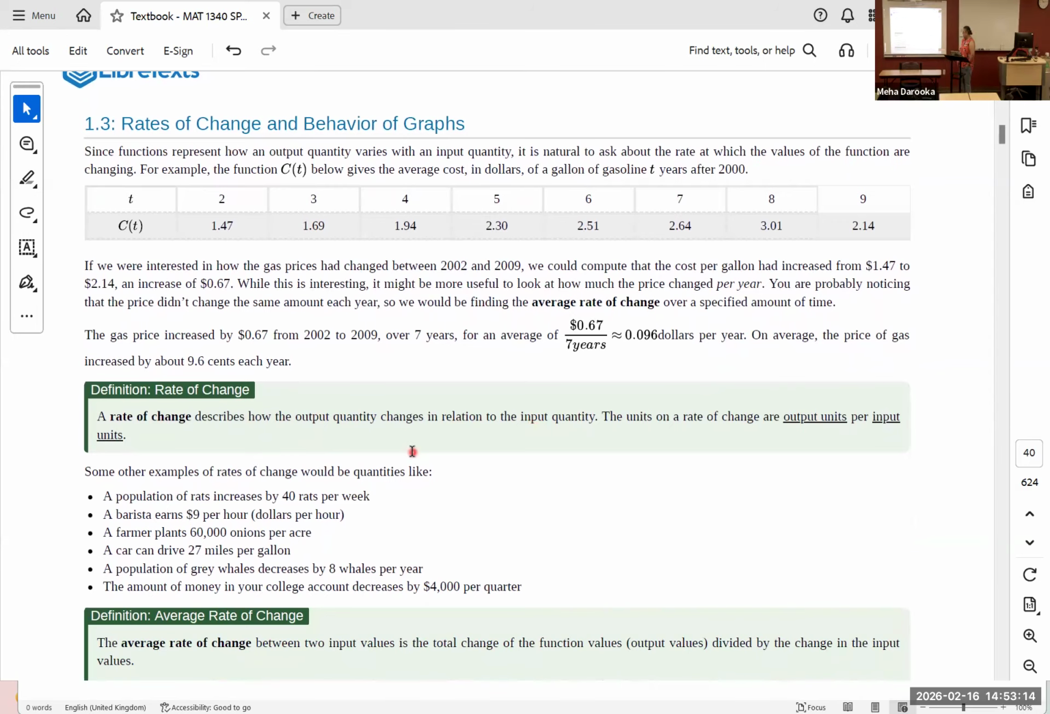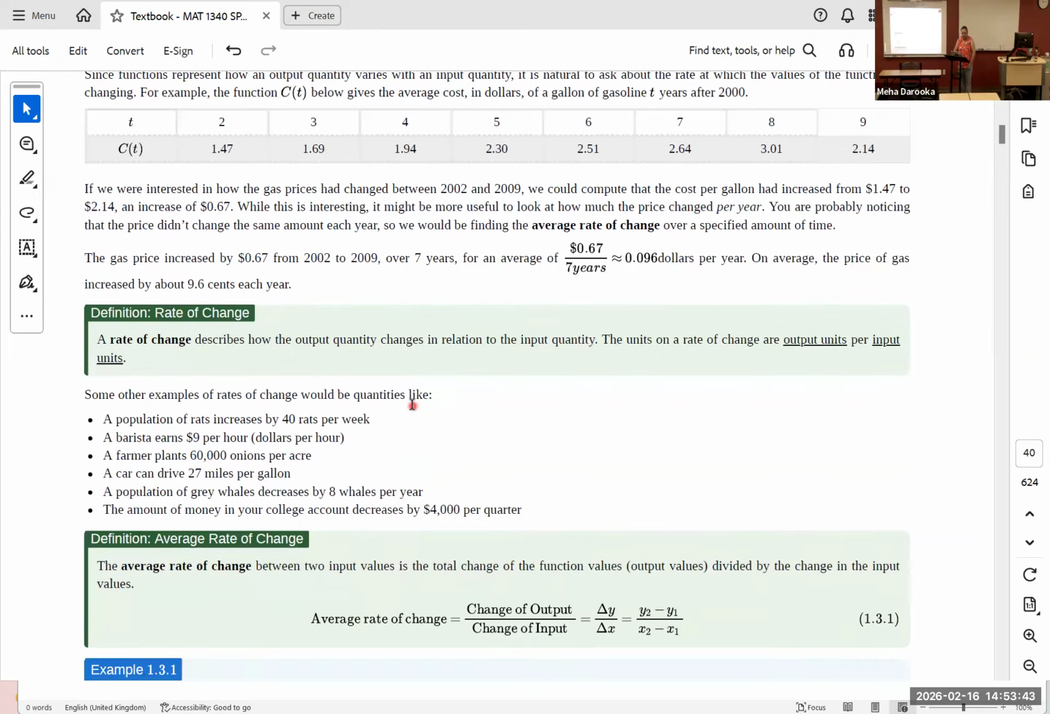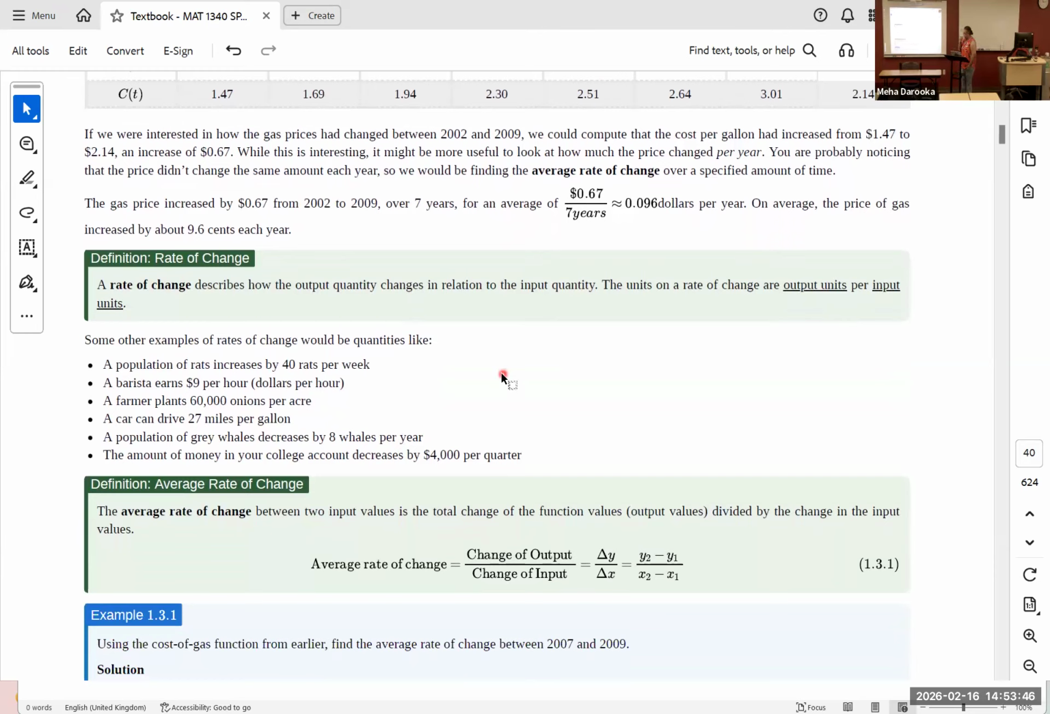So your definition for rate of change describes how your output quantity changes based on your input quantity, and the units on a rate of change are going to be your output units divided by your input units. You can see in our gasoline example, we are doing dollars per year, right? Because whatever unit is on the top goes first, and then you're doing per whatever the value of your denominator is. We, of course, talk about rates of change in a lot of different areas.